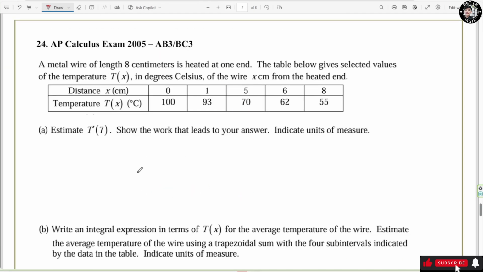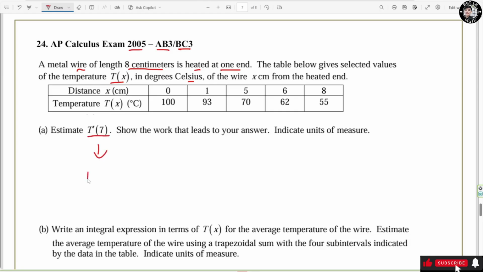Now let's move on to question 24. This question comes from AB Calculus Exam 2005, AB 3 and BC 3. A metal wire of length 8 cm is heated at one end. The table below gives selected values of the temperature T of s in degrees Celsius of the wire, s centimeters from the heated end. Estimate T prime of 7.